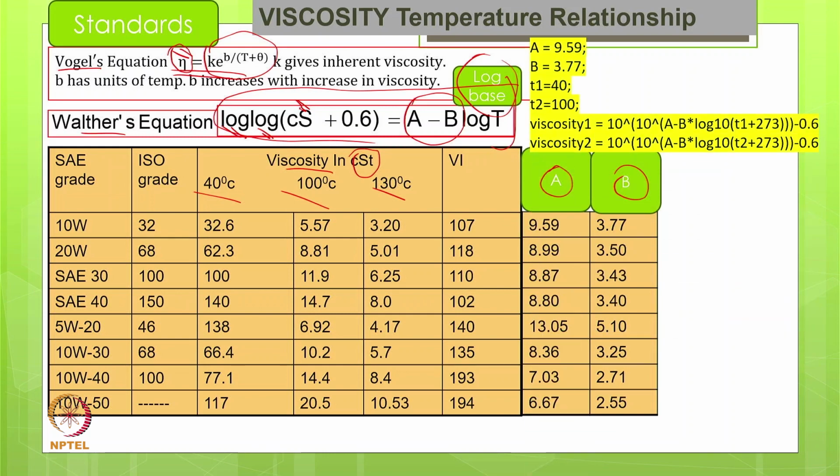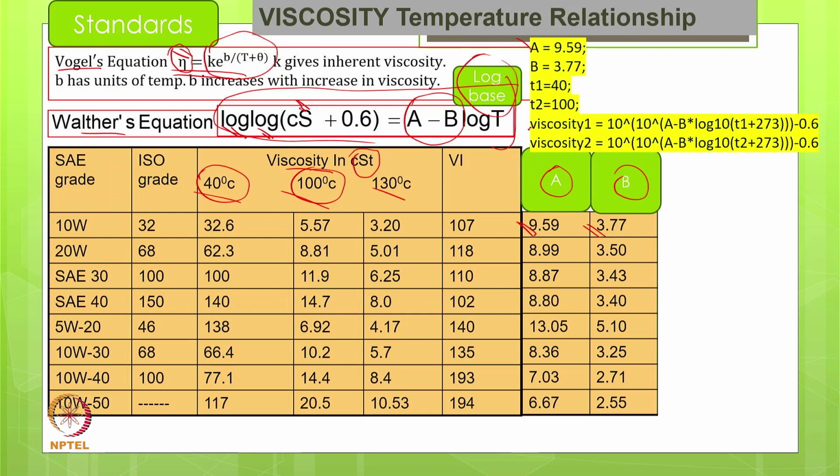So that's why I wrote a simple MATLAB code. Here A has been initially defined from here only. This is 9.59, the other is 3.7. So we are substituting, and the temperatures in this case we know are 40 degree and 100 degree centigrade, which can be utilized for the viscosity in this case.